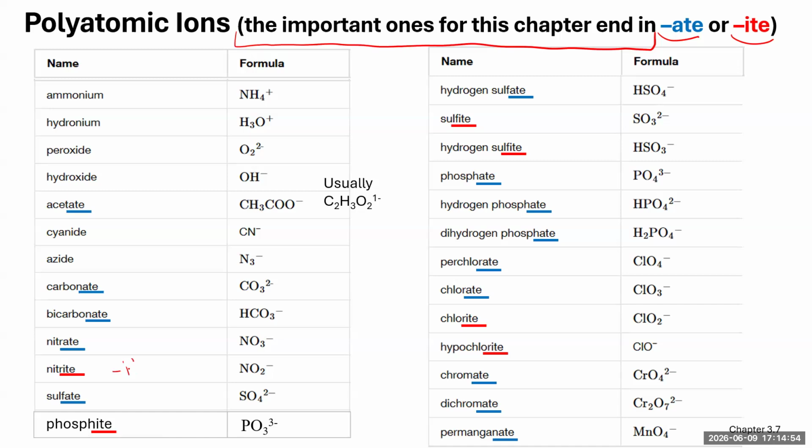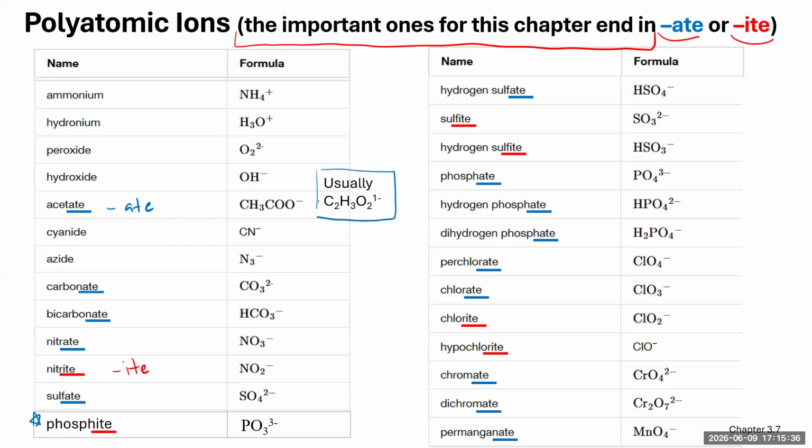And that ends in ite, as you can see, nitrite, right? And we also have ions that end in ate: acetate, carbonate, bicarbonate, nitrate, sulfate, hydrogen sulfate, phosphate, hydrogen phosphate, dihydrogen phosphate, perchlorate, chlorate, chromate, dichromate, permanganate. Right? So again, a lot of polyatomic ions for this chapter and this section. I want you to definitely pay attention to the endings, the ate or ite. I did add phosphite to the list because we use that quite often, and acetate.